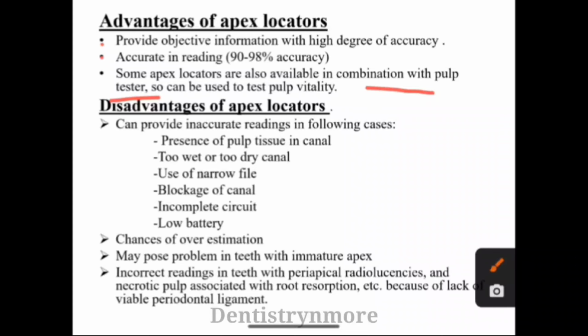It produces inaccurate readings in the presence of any pulp tissue, a too wet or too dry canal, blockage of any canal, or low battery, and there are chances of overestimation and incorrect reading in teeth with periapical radiolucency, necrotic pulp, and root resorption.